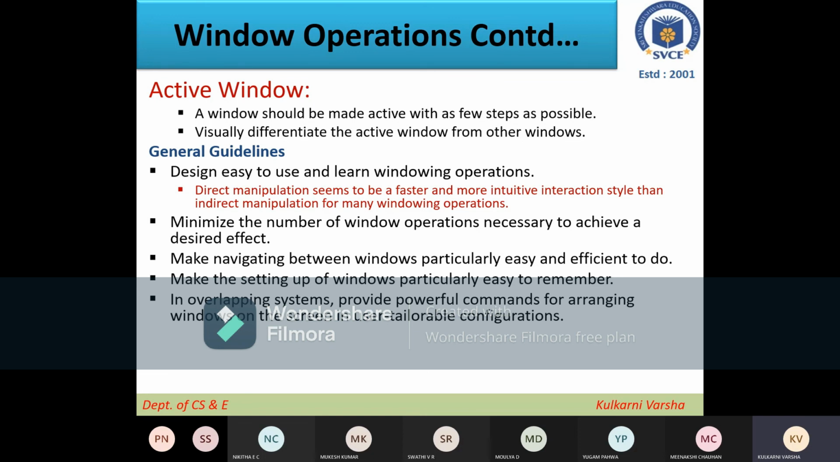We can minimize it, maximize it. So these are all direct manipulation. More than that, we can interact through that, so we are working directly on this. That is faster if it is an active window. So as a designer, you have to take care of all these things. Then next is to minimize the number of window operations necessary to achieve the desired effect.